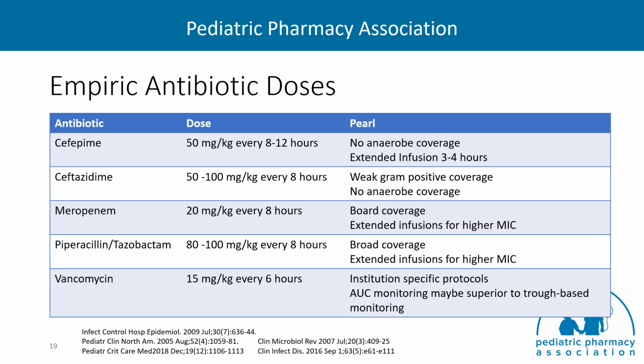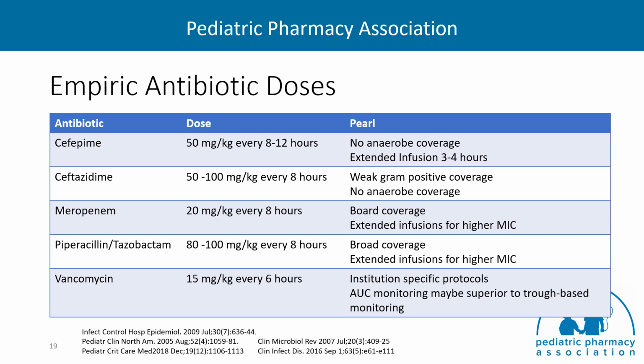For gram-negative coverage, the cephalosporins cefepime and ceftazidime are recommended. However, neither provide anaerobe coverage. Cefepime does provide some gram-positive coverage, including MSSA. Cefepime for pneumonia is typically dosed every 12 hours. However, dosing up to every 8 hours can be used and is frequently seen in cystic fibrosis patients.